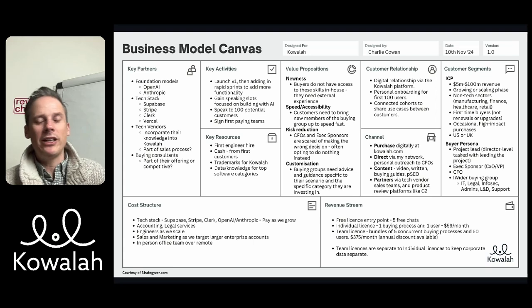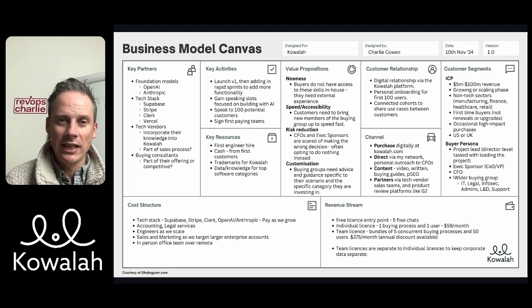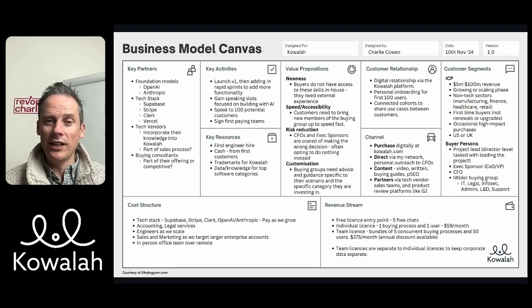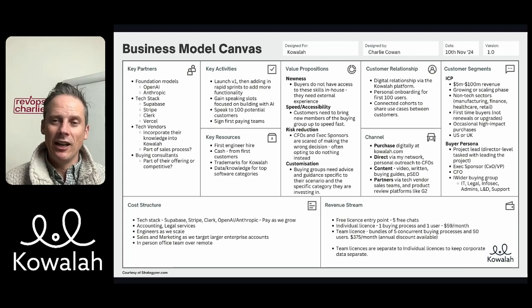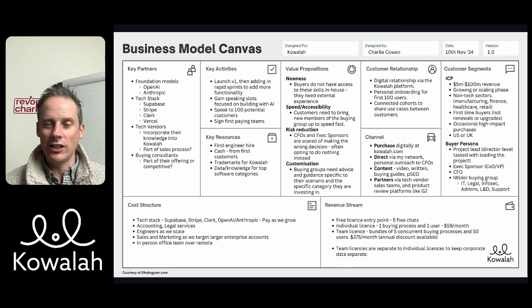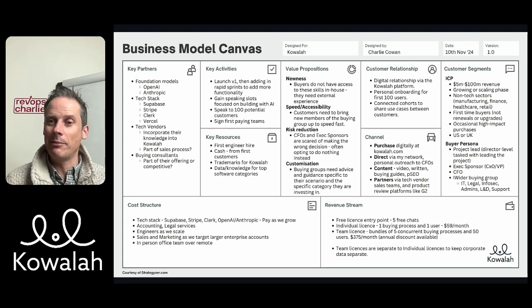Next, we drop down one to channel. So this is how are we going to reach our customers, both in terms of raising awareness and how they're going to evaluate your product, how they're going to purchase it, how you're going to support it. So is this the same as your core offering? Maybe you sell directly, maybe you sell through partners, maybe you sell online. Is it going to be the same as that? Or is your AI product going to use slightly different channels?